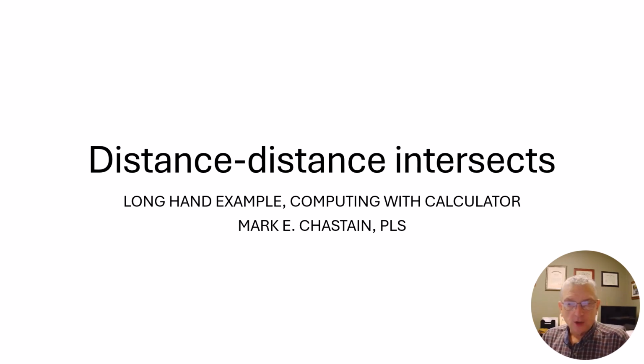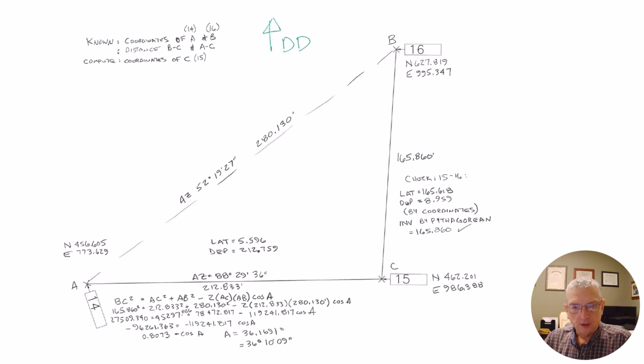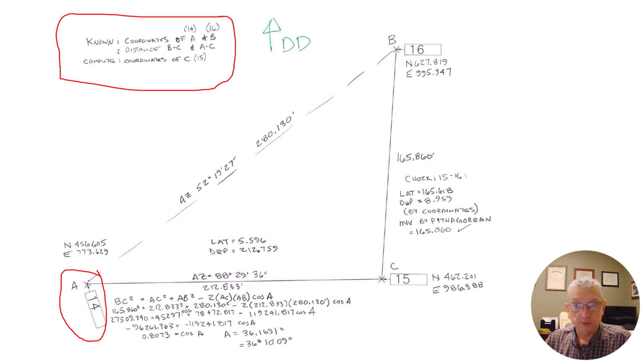In this video, we'll explore another one of the very basic surveying calculations in coordinate geometry, the distance intersect. So in such an example, given we know the coordinates of A, which is point number 14, and B, which is point number 16, we also know the observed or measured distances from A to C and from B to C.